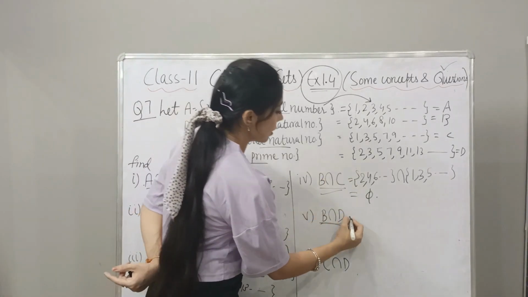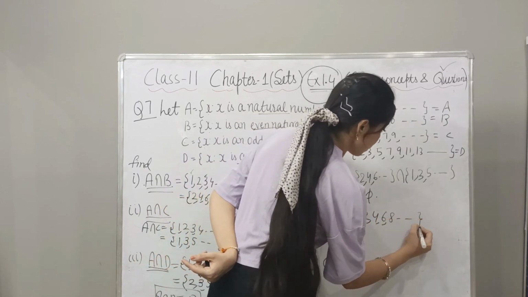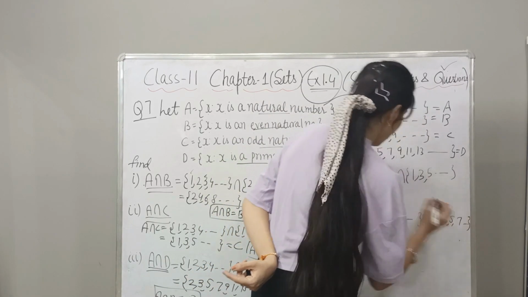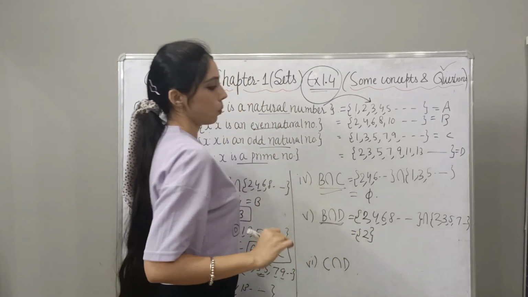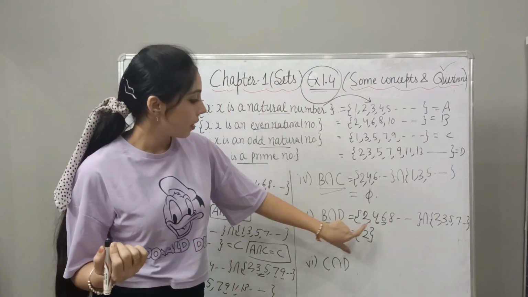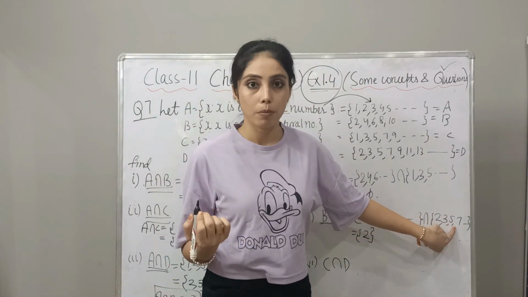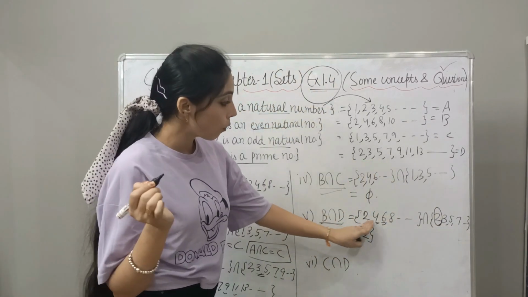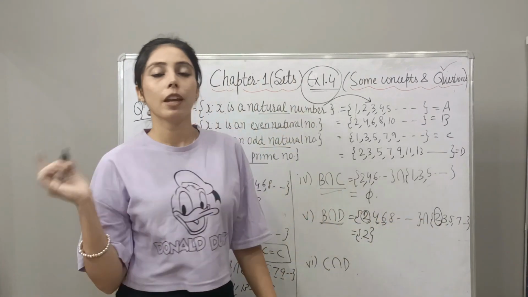What about B intersection D? B is 2, 4, 6, 8 and so on, and D is 2, 3, 5, 7 and so on. So in the intersection we will get only 2, because 4, 6, 8 are not prime numbers. Here we have all the even numbers and here we have all the prime numbers. But 2 is the only prime number which is even. So in the intersection we have only 2.